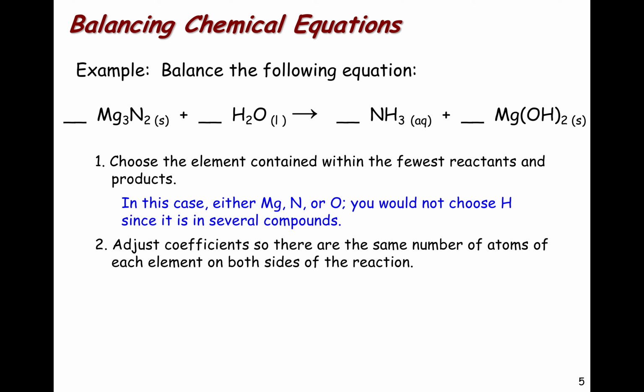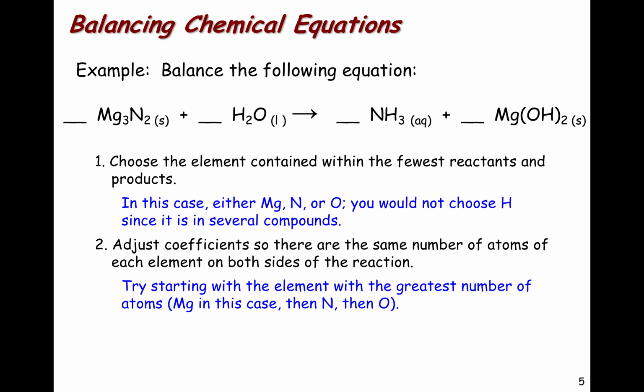If we decide to start with magnesium, we want to choose the element that has the largest number associated with it. In this case, magnesium is a good choice. So we see that there are 3 magnesiums in the magnesium nitride. So we would put a 3 in front of the magnesium hydroxide product. Then we need to choose the next element, could be nitrogen.